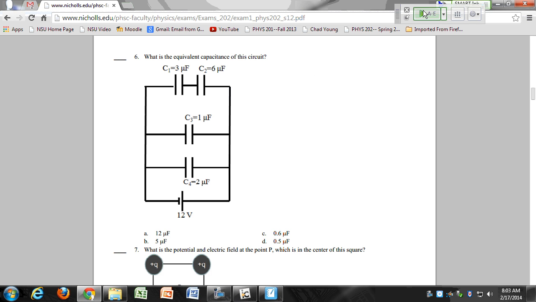Let's try this one. Okay. And then we'll do another one. What is the equivalent capacitance of this circuit? This is spring 12, exam 1. Hopefully you can just look at this and do it really quickly. 20 seconds. They're easy numbers. They're numbers that we've seen before. 3 and 6 in series gives you what? Okay.